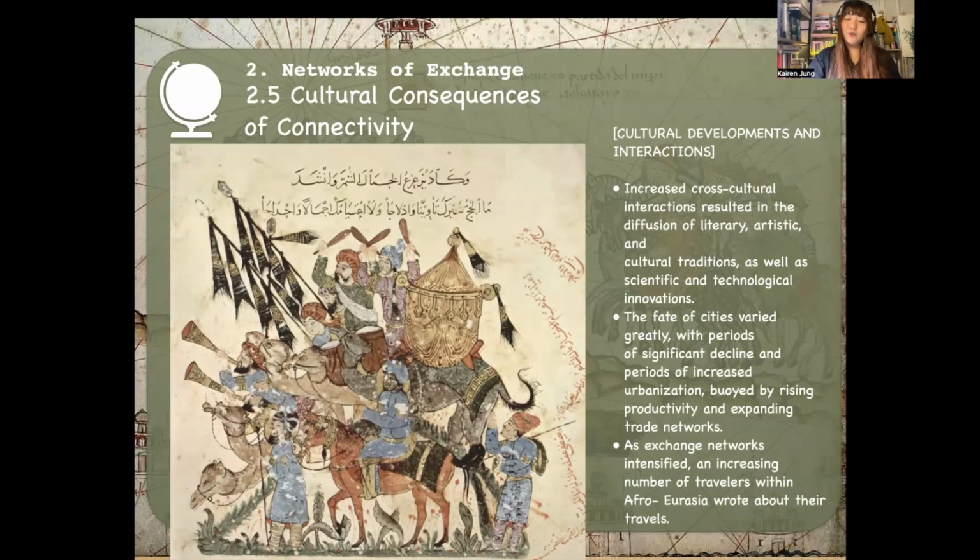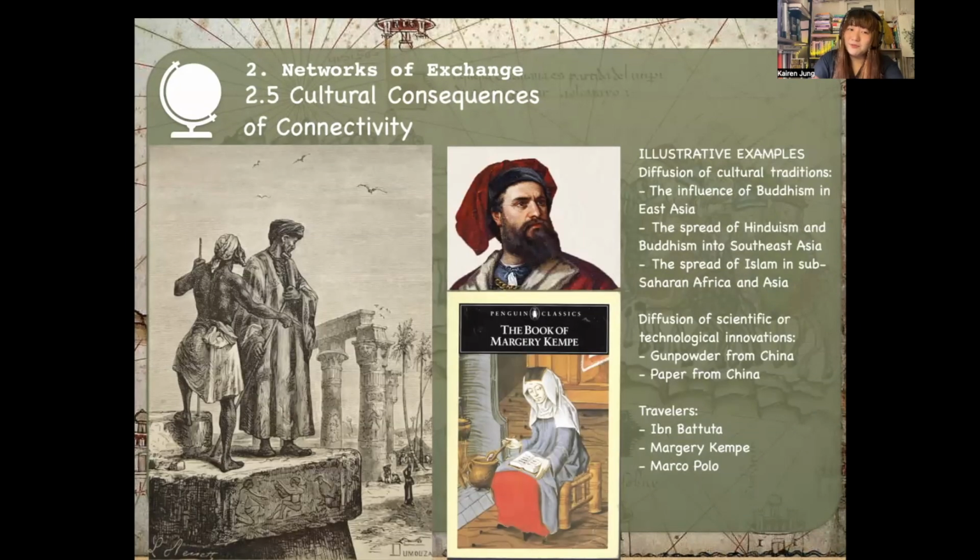As the exchange networks intensified, there was an increasing number of travelers within Afro-Eurasia who wrote about their travels. Ibn Battuta, Marjorie Kemp, Marco Polo. You're going to want to remember. Ibn Battuta traveled the Islamic world, while Marco Polo traveled all the way to the Yuan court, and Marjorie Kemp, she traveled to the Holy Land, Jerusalem, right? She toured the Christian world.